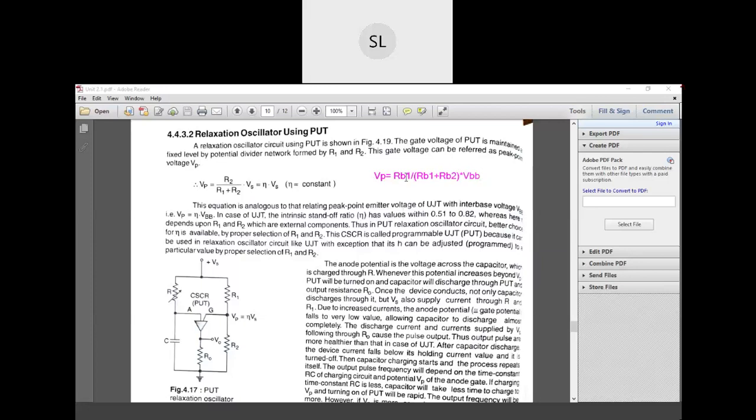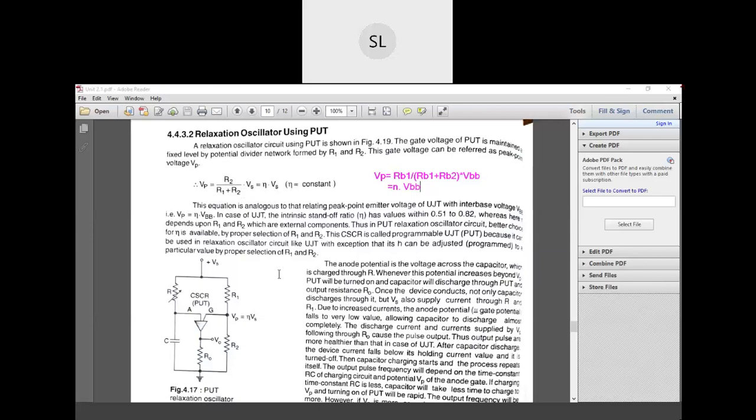Here RB1 and RB2 are the internal base resistors. Now if you observe the relaxation oscillator of this PUT, here R1 and R2 are the external resistors. Here this Vp is nothing but eta into Vpp, where eta is the intrinsic standoff ratio. It depended upon the internal base resistors RB1 and RB2. But in case of this PUT, this eta is based upon the external resistors R1 and R2.